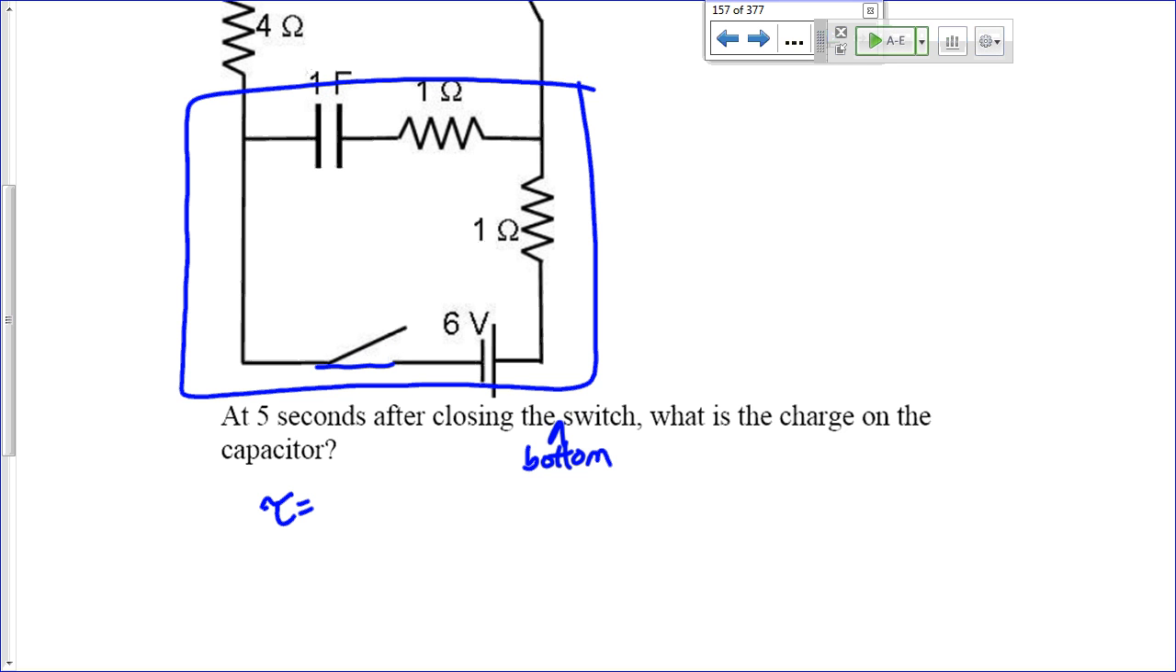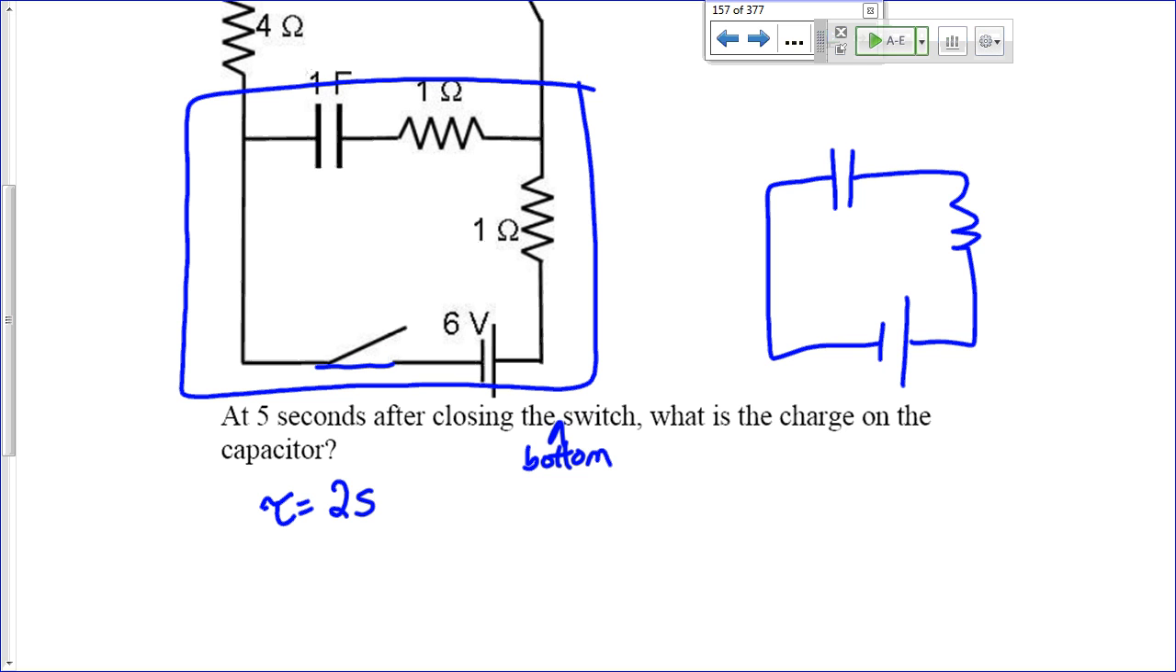So my time constant is going to be what? 2 seconds. That's the resistance, which is 2 ohms. Remember, I'm considering this circuit: a 2 ohm resistor, a 1 farad capacitor, and a 6 volt battery. By the way, a 1 farad capacitor is a really big capacitor. You don't usually encounter capacitors that big, but I'm using these round numbers to give us easy answers.